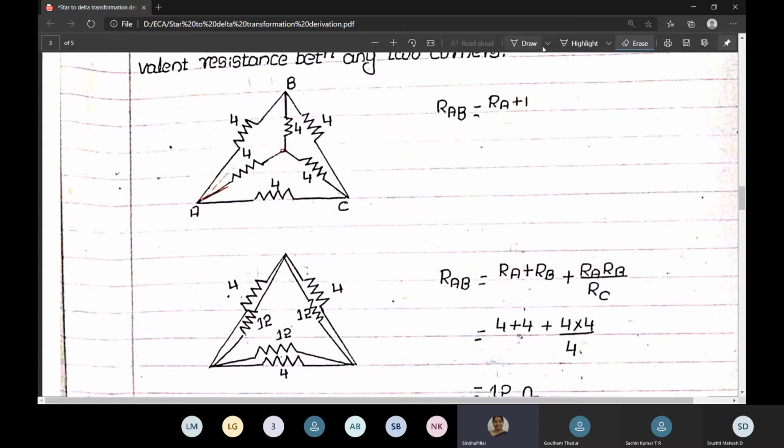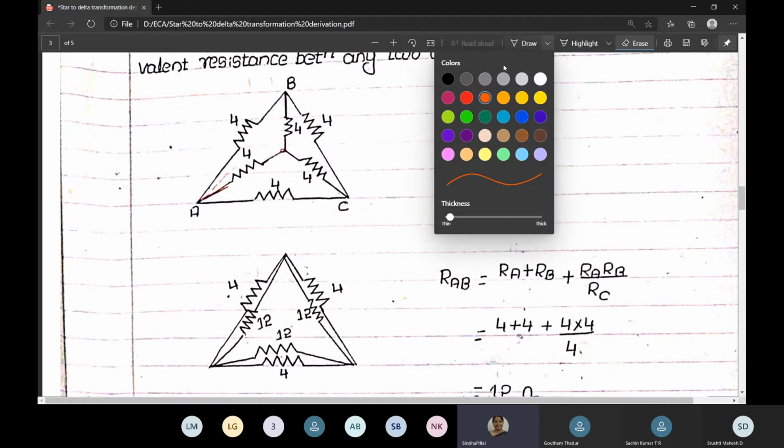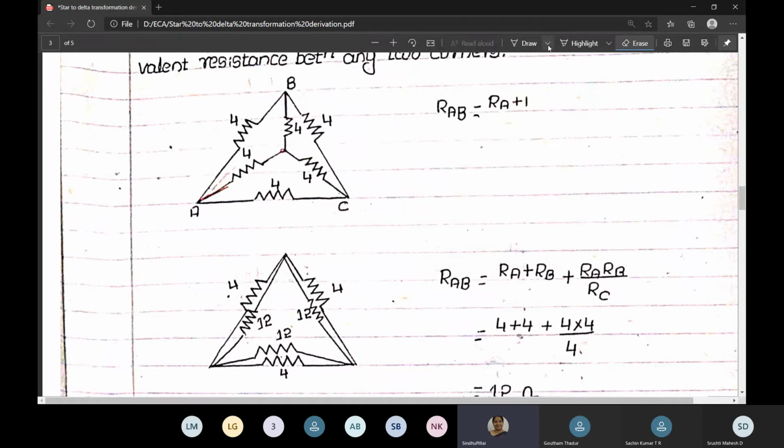Just put the delta there, then with that it will follow. Convert it into star, or when you are getting this star, convert it into delta depending upon the formula.